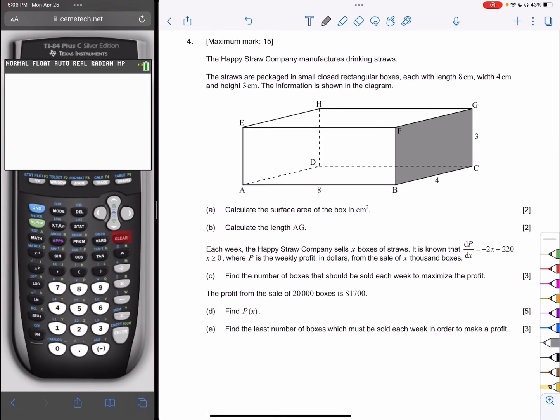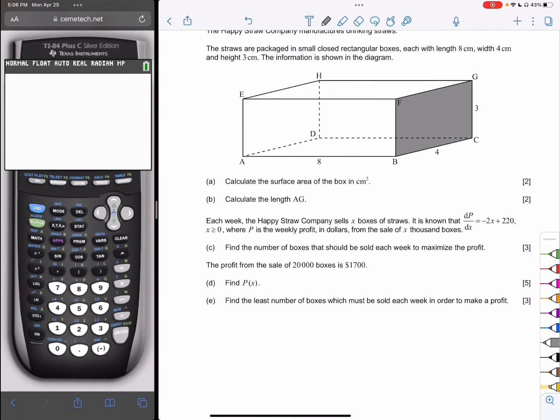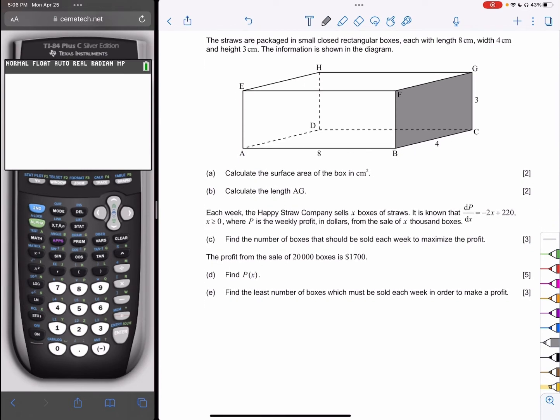So question number 4, it says that the Happy Straw Company manufactures drinking straws. The straws are packaged in small, closed, rectangular boxes, each with a length of 8 centimeters, a width of 4 centimeters, and a height of 3 centimeters. The information is shown in the diagram here. They want us to calculate the surface area of the box in centimeters squared. What you have to understand about the surface area of the box is that you're basically just finding the area of all the surfaces: front, back, left and right, top and bottom.